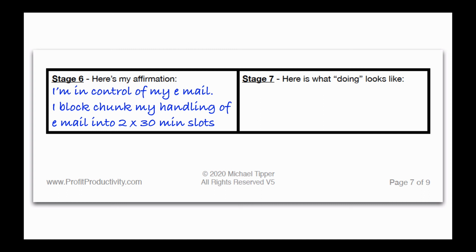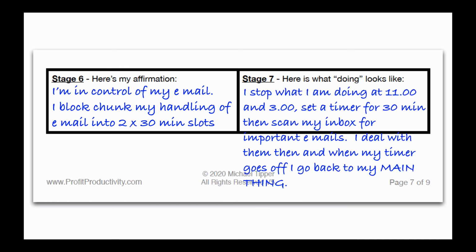If you say that over and over and over again, you start to create the identity and belief of someone who does that, and therefore you'll become more consistent with that identity, which means you're more likely to do that behavior. Now, what doing looks like, this is a visualization exercise, and you might write something like this. I stop what I'm doing at 11 and 3, set a timer for 30 minutes, then scan my inbox for important emails. I deal with them then, and when my timer goes off, I go back to my main thing. If you visualize yourself doing that, get very, very clear on doing that, it will support the if-then statements you made earlier on. So that's the behavior worksheet that you can use.